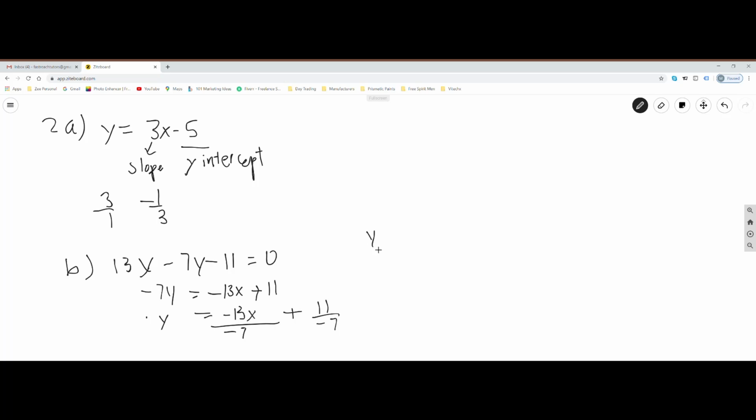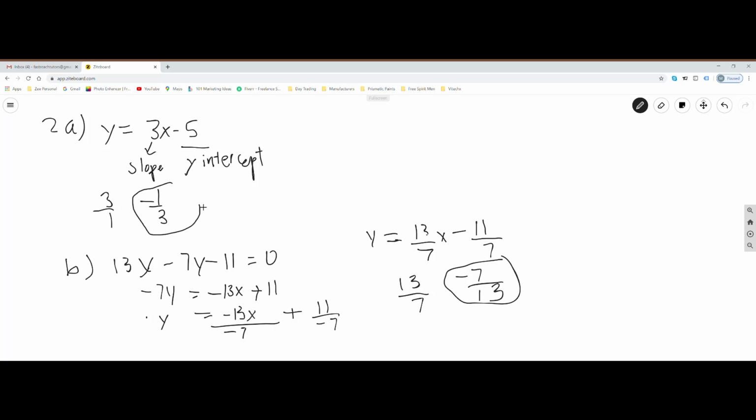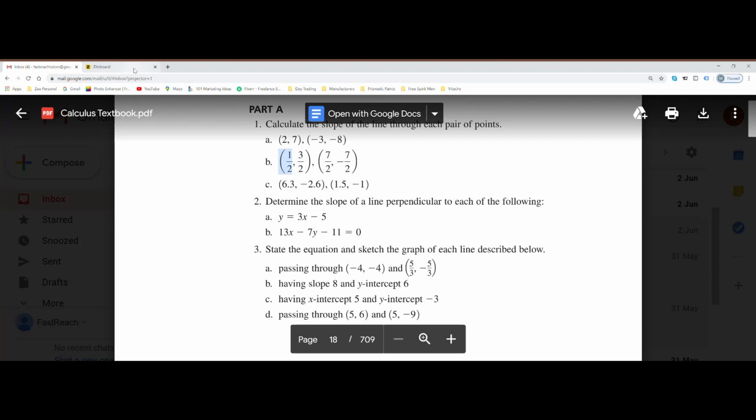So you have y equals 13 over 7 x, because it's negative and negative, it becomes positive. This is positive and negative, so it's a negative. So here in this equation, the slope is 13 over 7. So the perpendicular slope is going to be -7 over 13. Okay, so that's question 2. Let's look at question 3.